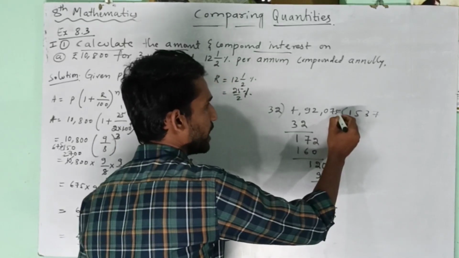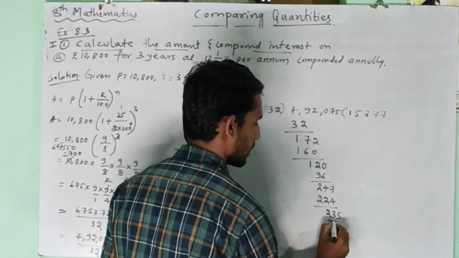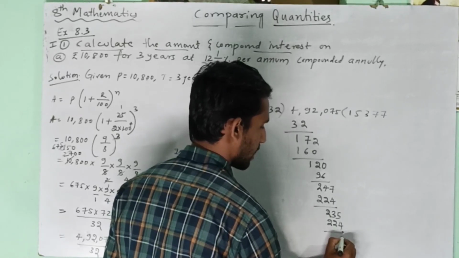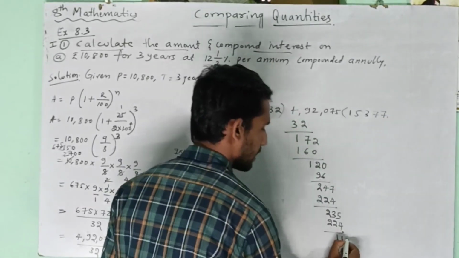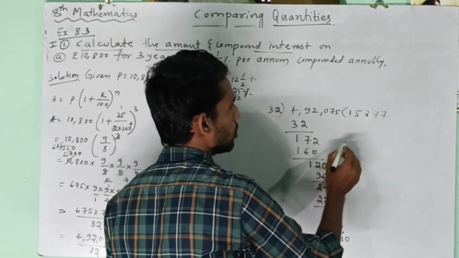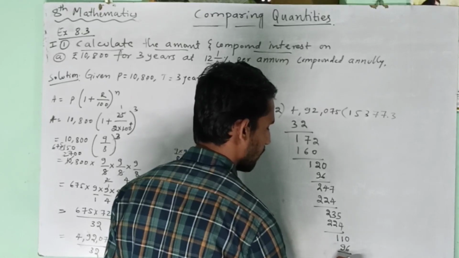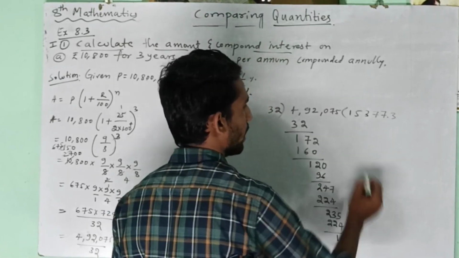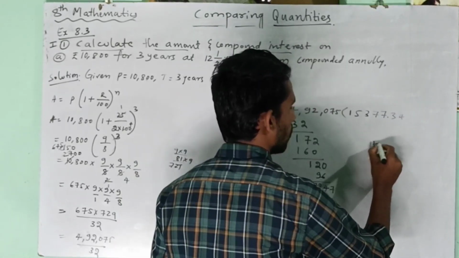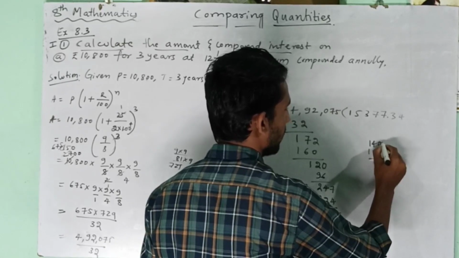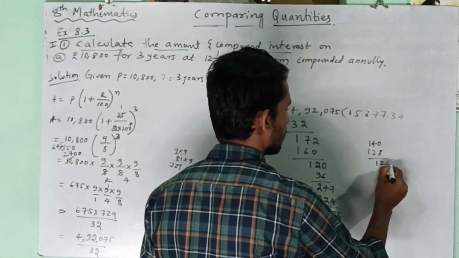Again you take 5. Again 32 into 7 is 224. When you do the subtraction, you get 1, here 1. You take the decimal point and get 110. Now 32 into 3 is 96. When you do the subtraction, you get 14. Now again you multiply 32 into 4, which is 128. When you do the subtraction, you get 2, 1, 120.